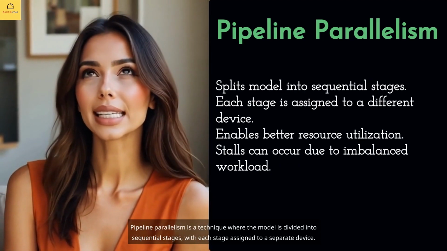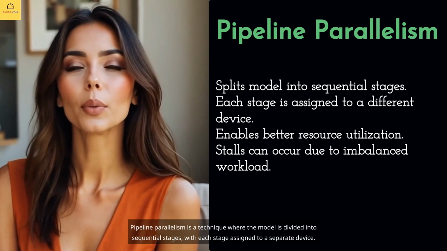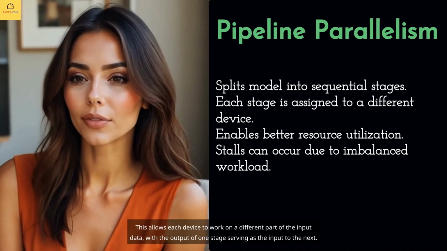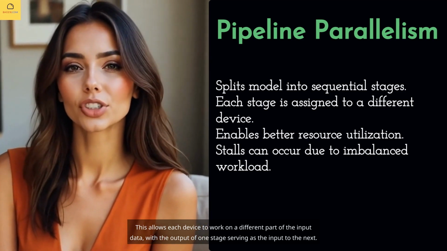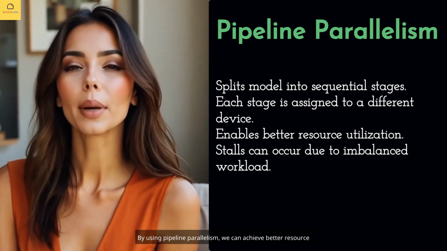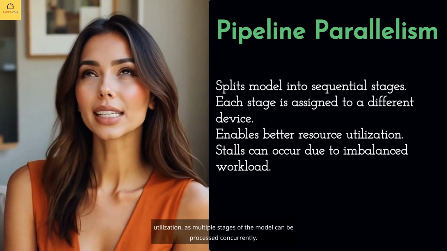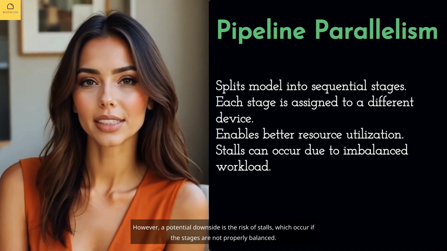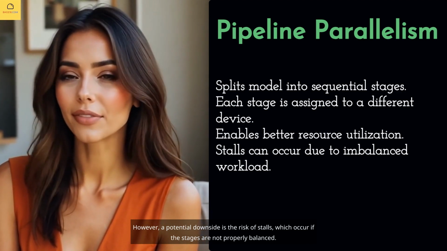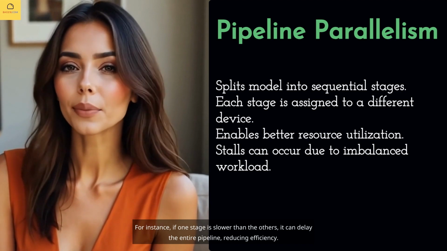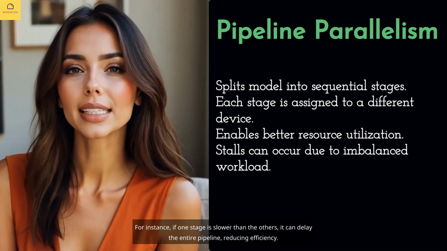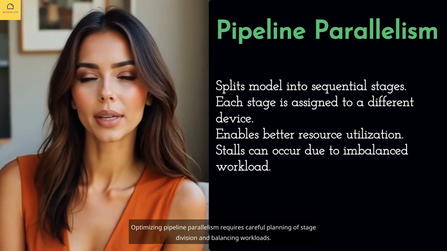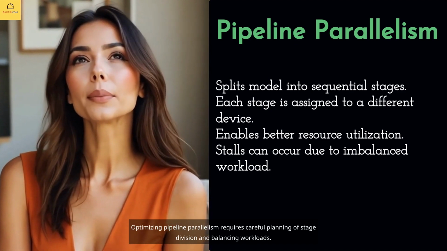Pipeline parallelism is a technique where the model is divided into sequential stages, with each stage assigned to a separate device. This allows each device to work on a different part of the input data, with the output of one stage serving as the input to the next. By using pipeline parallelism, we can achieve better resource utilization as multiple stages of the model can be processed concurrently. However, a potential downside is the risk of stalls, which occur if the stages are not properly balanced. For instance, if one stage is slower than the others, it can delay the entire pipeline, reducing efficiency. Optimizing pipeline parallelism requires careful planning of stage division and balancing workloads.